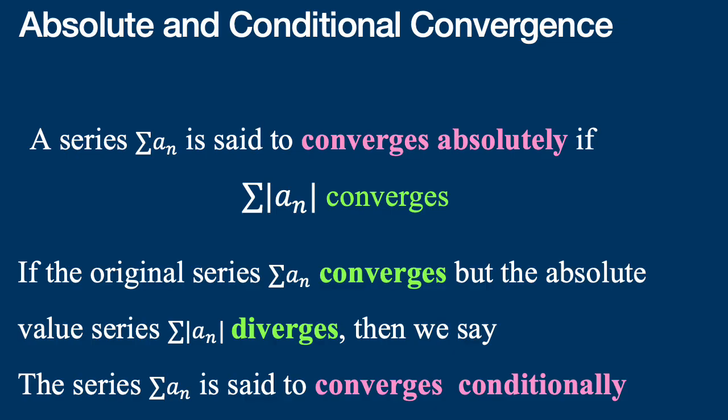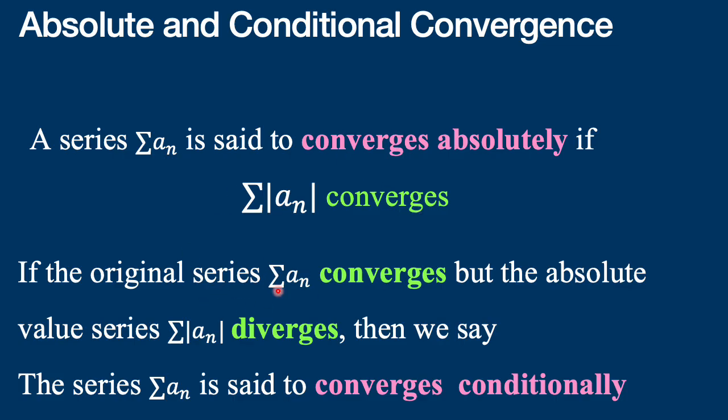Let's have the formal definition of absolute convergence and conditional convergence. Here is a series, the original series. It converges absolutely if you take the absolute value, meaning you drop all the negative signs and make every term in the series positive, and this series converges. Then we say it is absolutely convergent.